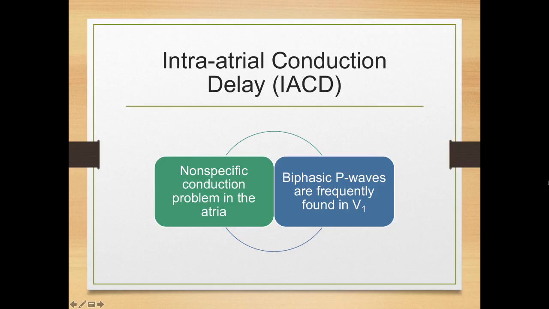Looking at this teeny tiny little P wave, your patient might have left atrial enlargement, your patient might have right atrial enlargement, your patient might have both, might have biatrial enlargement, or they might have just this intra-atrial conduction delay, which is this very non-specific conduction issue in the atria. And when you see this, we don't see any P pulmonale, we don't see any P mitral, but you see biphasic P waves in V1. So if you look at V1, we see biphasic P waves. It might just be this intra-atrial conduction delay.